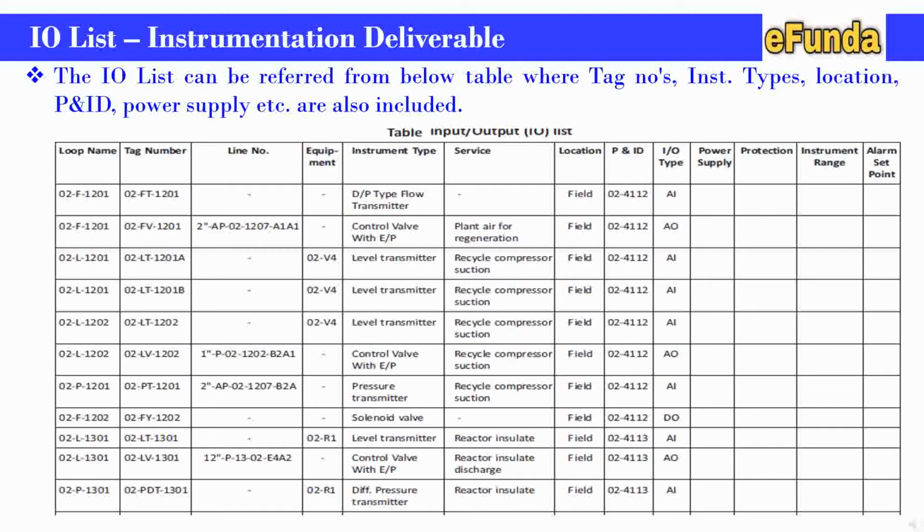Now one can see in the figure the signal for the flow transmitter, that is a DP flow transmitter. The analog input from the field is coming to the control room, that is to the control system. Similarly, in the same loop, the flow control valve is getting analog output from the controller so as to have the regulated output. And this is how the typical input output list is prepared.